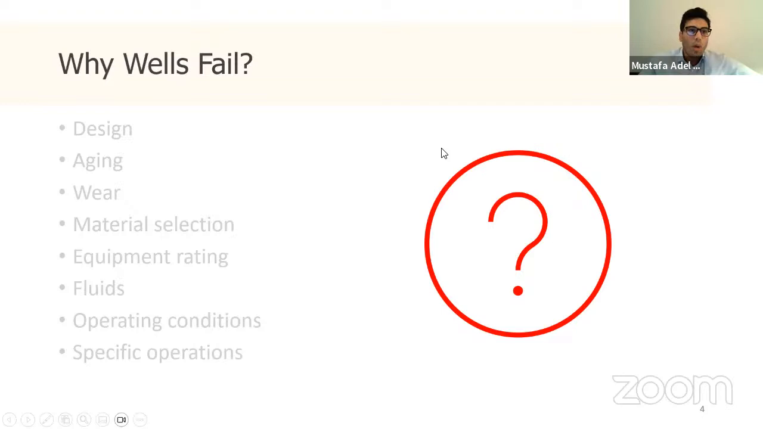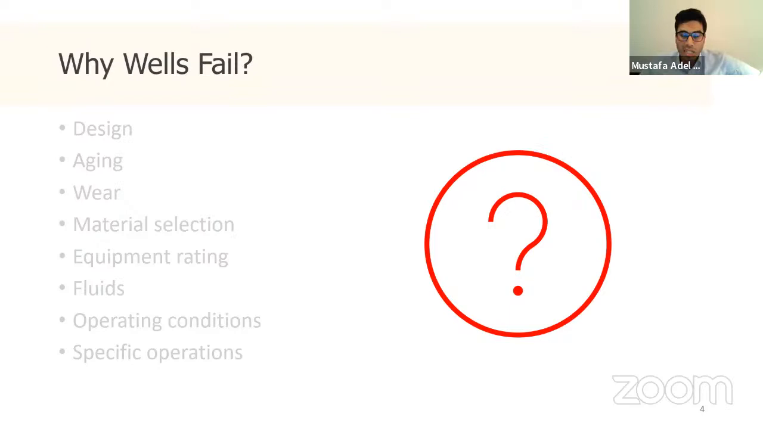So why do wells fail? Usually wells fail for many reasons. Failure in design: you design the wrong well. You should be designing a well with Super 13 chrome completions, but you design it with carbon steel. Aging: with time, wells suffer wear, erosion, and corrosion, and this makes wells unable to hold pressure and unable to maintain controlled flow of hydrocarbons and fluids.